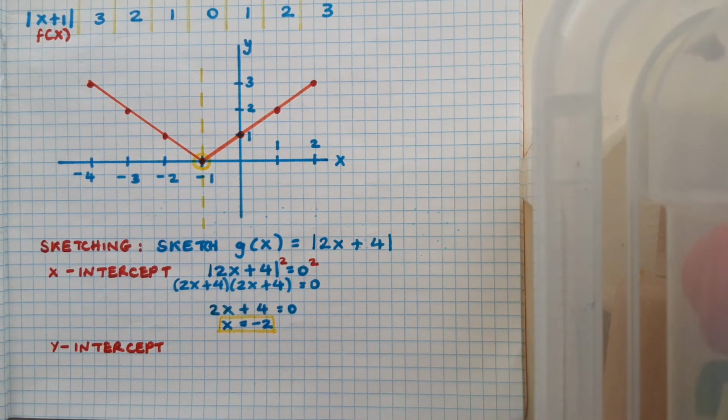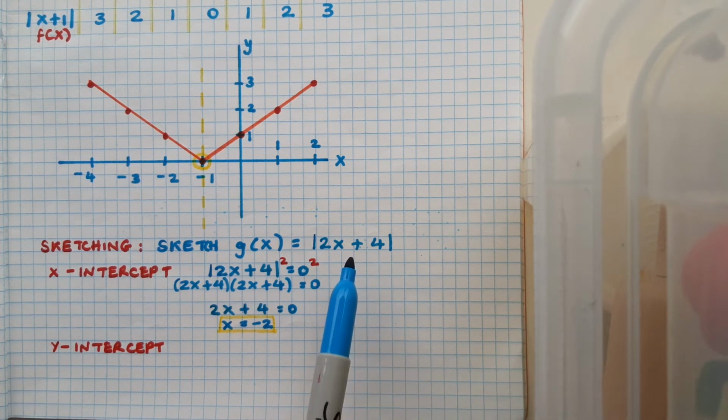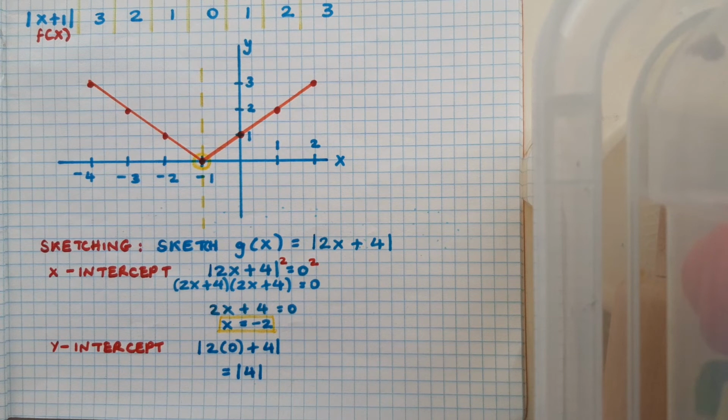The other key point that I'd like to find is the y-intercept, or where the function goes through the y-axis. To figure this out, I'd need to let x equal 0. So I go back to my function, I insert 0 for x, and I evaluate the result. This just gives me the absolute value of 4, which of course is 4. I've written this as y equals 4. If you like, you'd call it g of x equals 4.